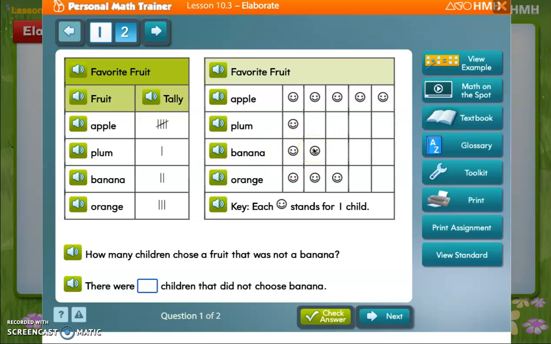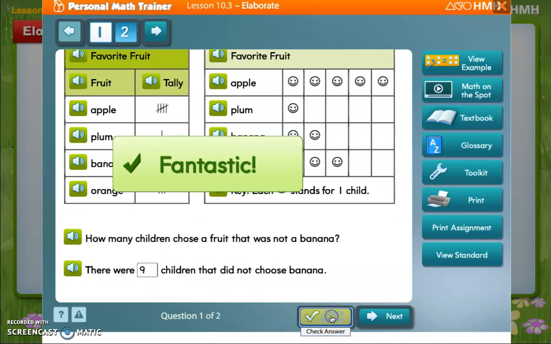All right, so now let's count the other smiley faces. So we have 1, 2, 3, 4, 5, 6, 7, 8, 9. So there were 9 children that did not choose bananas. Fantastic! Okay.